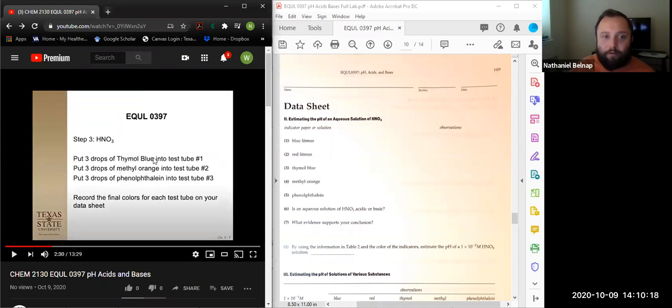So now we're going to do 3 drops of thymol blue. Keep in mind, thymol blue has those 2 different ranges, methyl orange and the phenolphthalein.